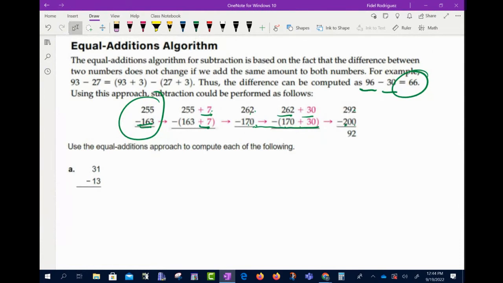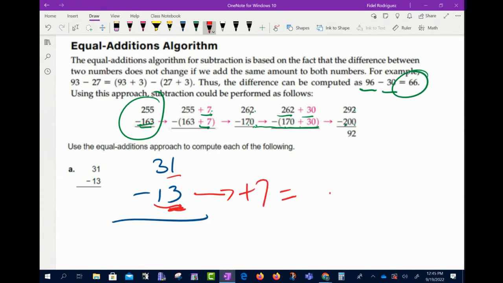So let's take a look at the first problem I got here. 31 minus 13. Let me explain why we want to use this method. Right now, in the ones position, I'm trying to take away 3 from how many? From 1, right? And I can't do it. So this is what I'm going to ask you: how much would I have to add to 13 to get to 20? We're going to add 7 to it. So if we add 7 to it, that's going to give me 20 there.